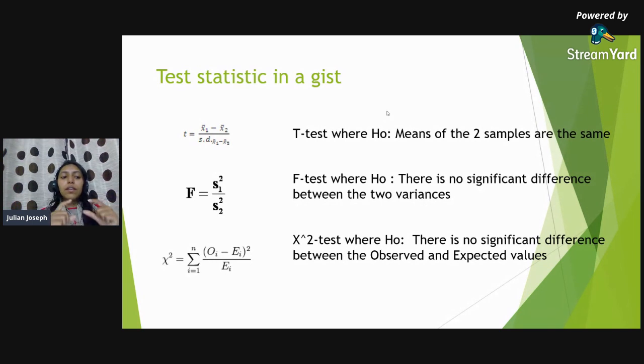The F statistic or the F test is done where your null hypothesis says that there is no significant difference between these two variances. It's similar to the mean, right? There it was mean, here it is variance. Now there is a chi-square test where we again state as our status quo that there is no significant difference between the observed and the expected values. So again here O stands for observed and E stands for expected.